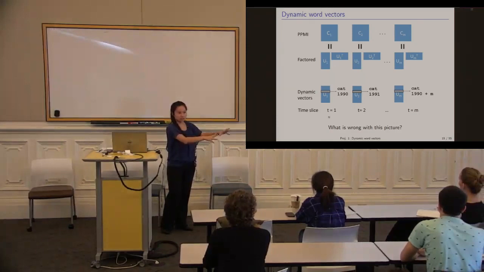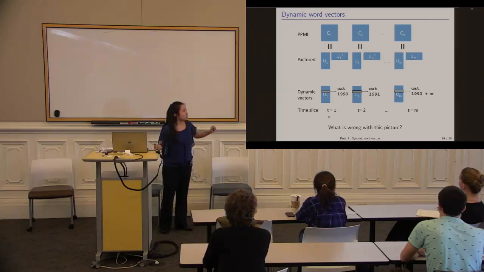We do some kind of factorization. We look at these vectors, and we see what happens. OK, so unfortunately, this will not work. So why won't this work?